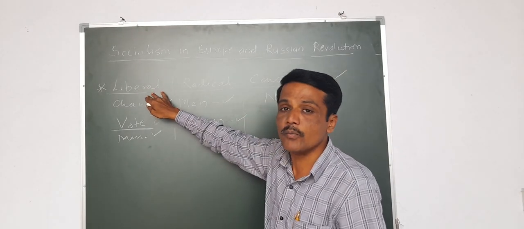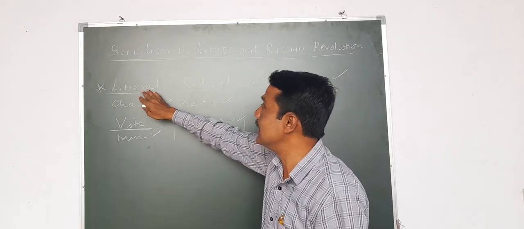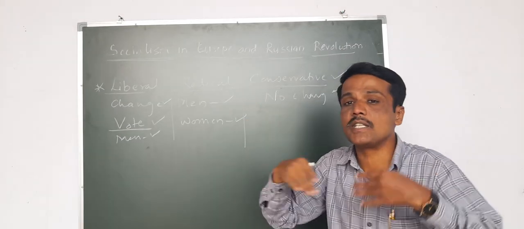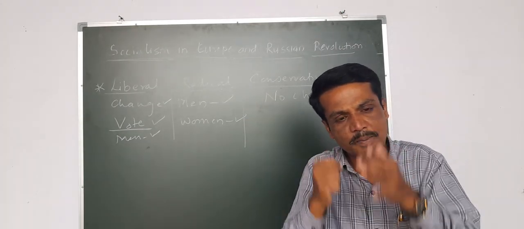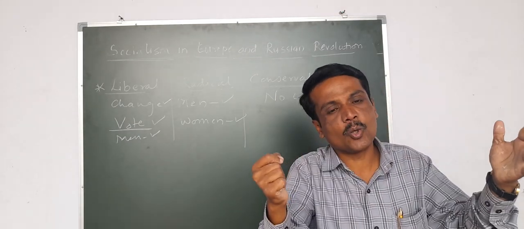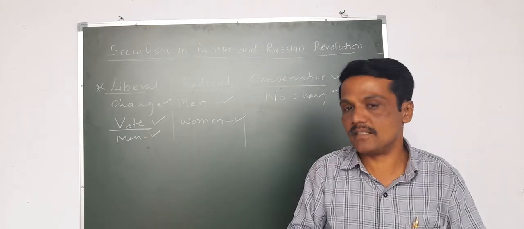After the French Revolution, we can find the liberals, radicals, and conservatives, these kinds of new ideologies which were coming up in the European countries, and not only in the European countries but even in Russia as well.